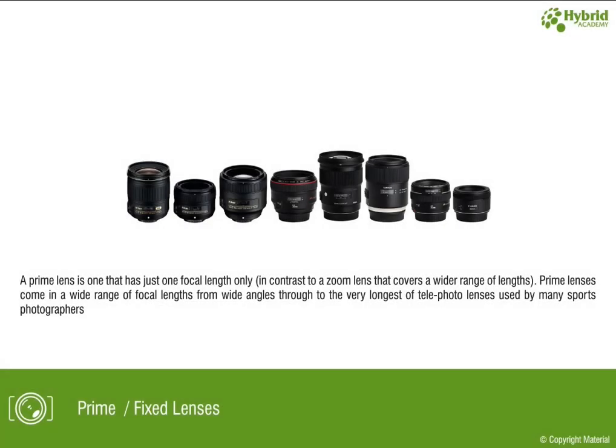Prime lens or fixed lens. A prime lens is one that has just one focal length only. Prime lenses come in a wide range of focal lengths, from wide angles through to the very longest of telephoto lenses used by many sports photographers.